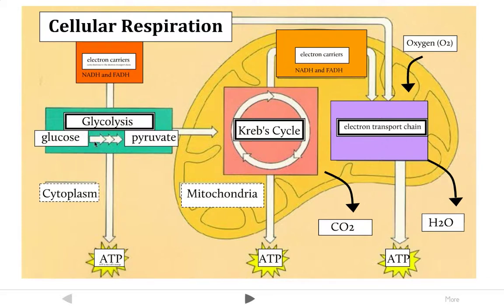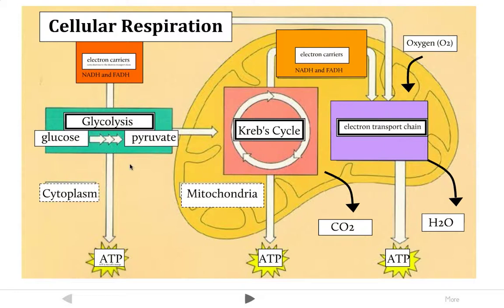Glucose has 6 carbons in it. Those 6 carbons are bonded together. When you break them in half, you get 2 groups of 3 carbons, and one of those groups of 3 carbons is called pyruvate. Notice that this happens outside of the mitochondria in the cytoplasm.